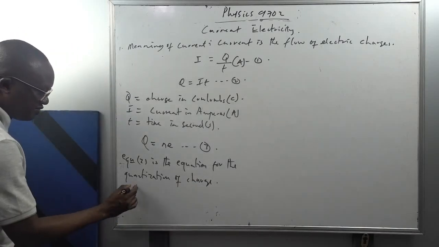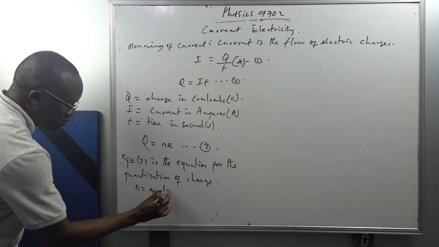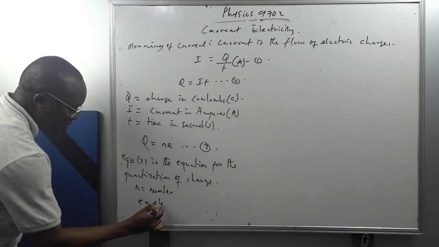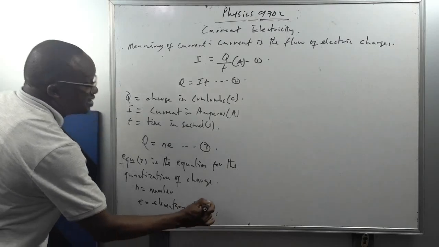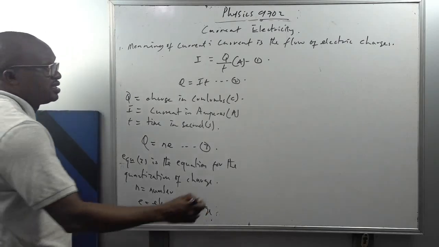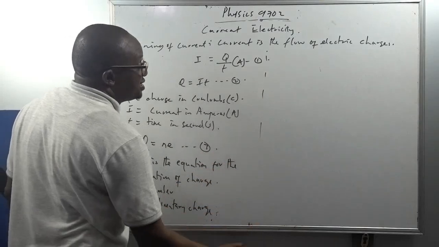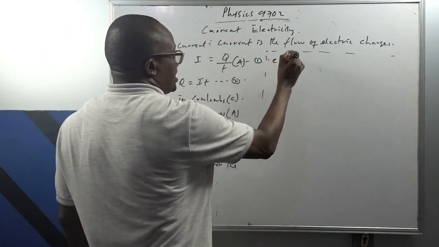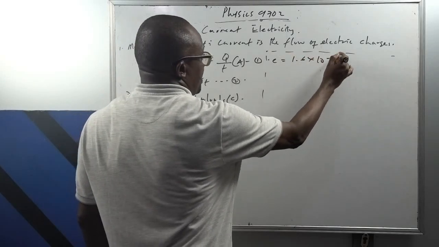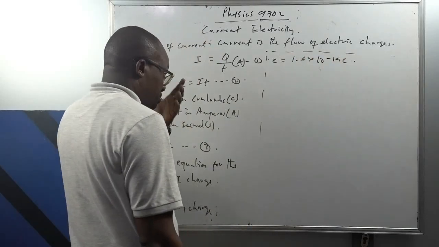N represents number, E is the elementary charge, and the elementary charge is a constant. The elementary charge is a constant that has a value of 1.6 times 10 to the power minus 19 coulombs.